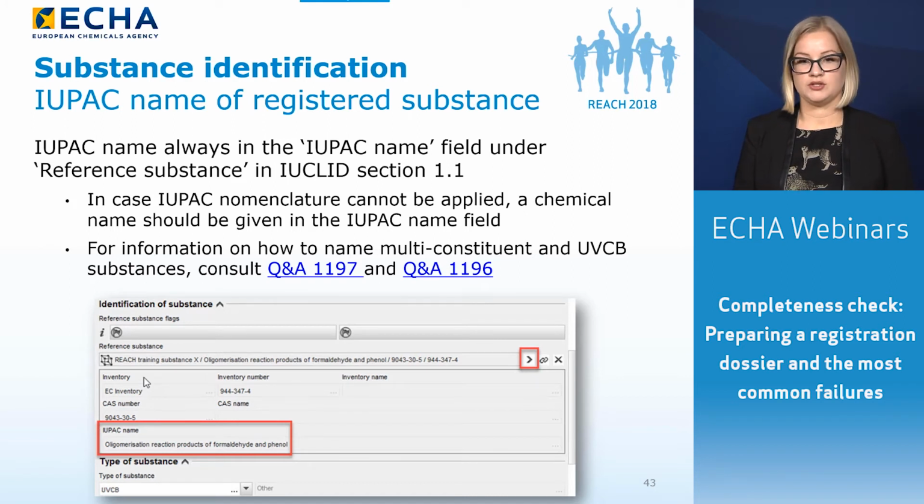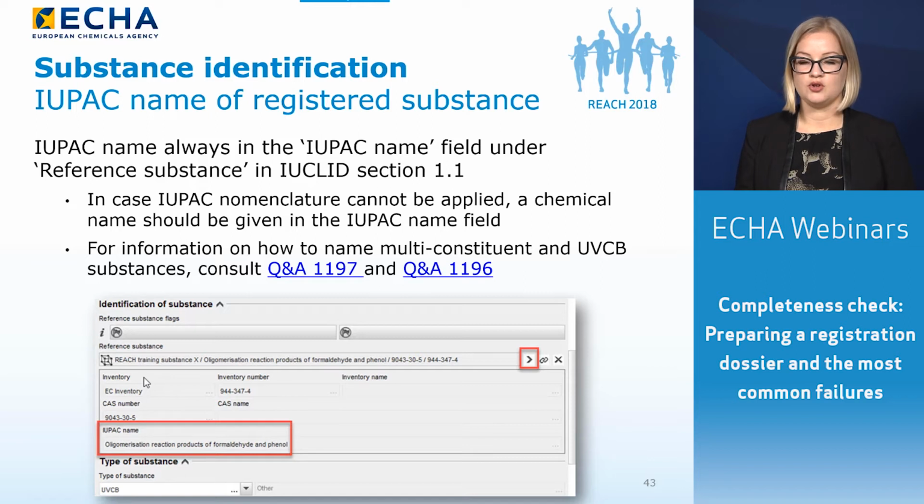First, we look into substance identification. For every substance that is registered, the IUPAC name should always be provided in the IUPAC name field under reference substance in EUCLID section 1.1. Note that this applies to UVCB substances as well. And by UVCB, we refer to substances of unknown or variable composition, of complex reaction products, or of biological materials.